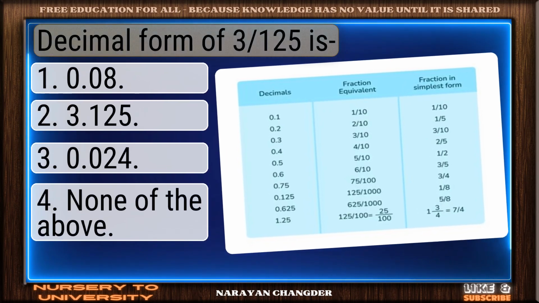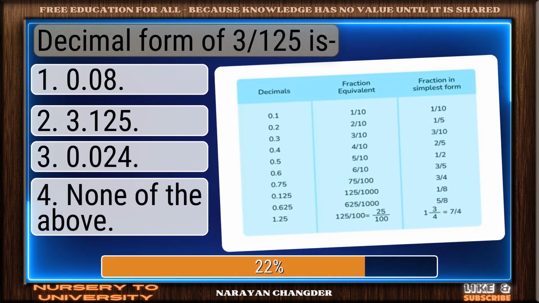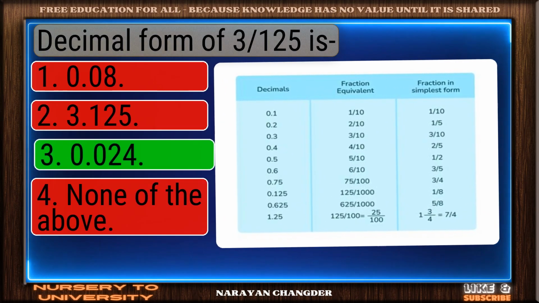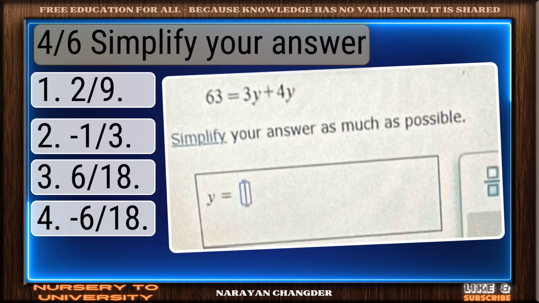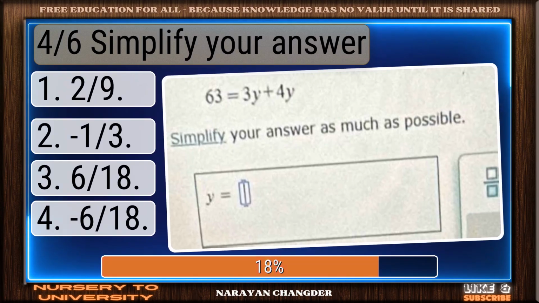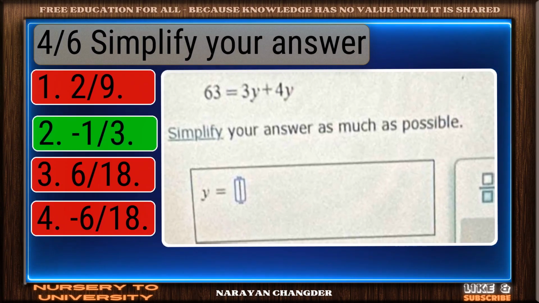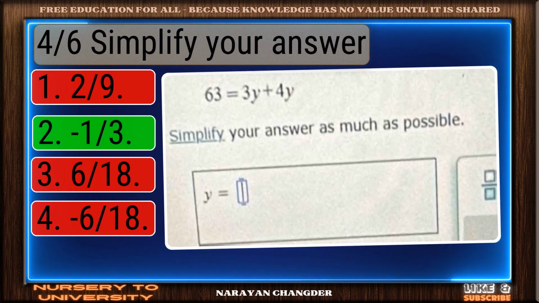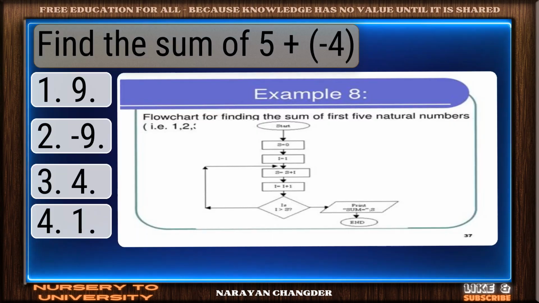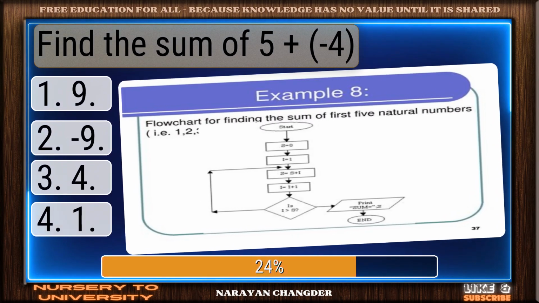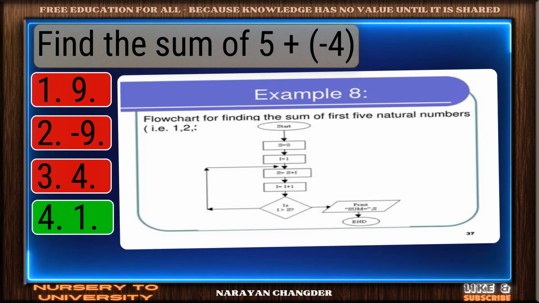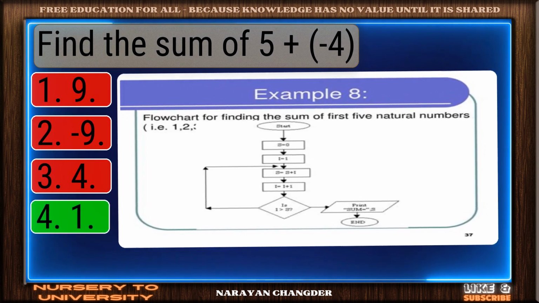Question number 176. Decimal form of 3125 is? Good thinking. 0.024 is the right answer. Question number 136. Simplify your answer. Perfect. 123 is the correct choice. Question number 178. Find the sum of 5 plus. Excellent. 1 is a brilliant choice.